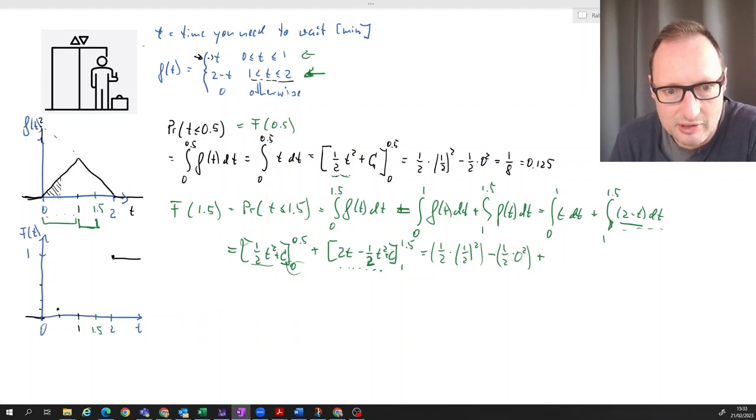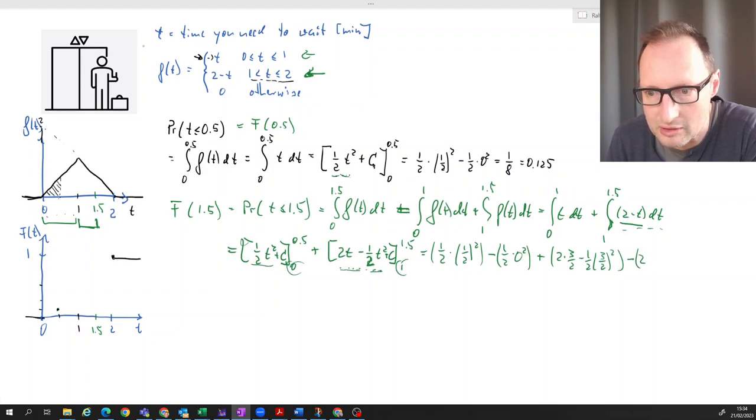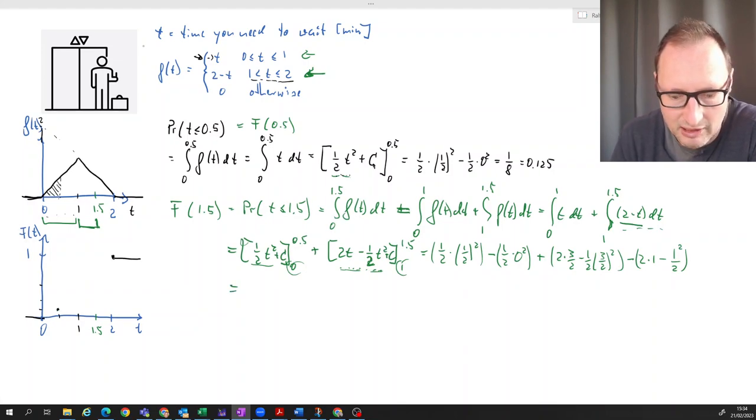Then plus, now we go over to here, we start with the higher number, so we plug in 1.5. So we get 2 times 3 over 2, it's 1.5, minus a half times 1.5 squared. And now we plug in the 1 into this one, so minus 2 times 1 minus 1 squared over a half. Okay, so now you just have to calculate and get numbers here. You basically get 0.5.